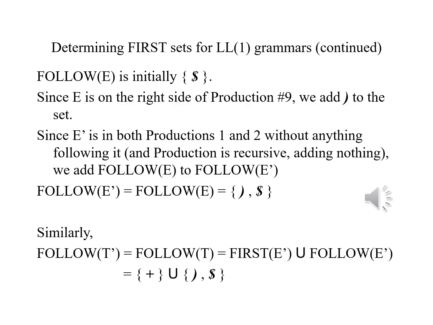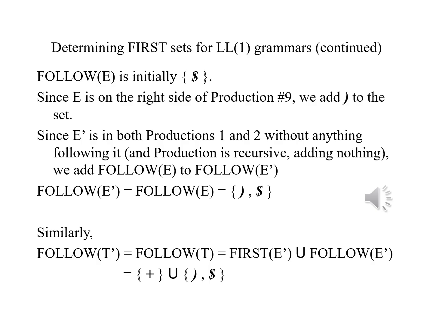If we look for where E is on the right-hand side, we find it in production 9. F derives open parenthesis E close parenthesis. This tells us that the follow of E includes the close parenthesis, as well as the end of file marker, because E is the start symbol.